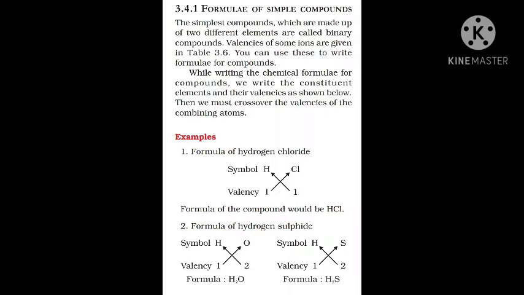Second one, hydrogen sulfide. Hydrogen symbol H, sulfur S. Below the symbol, you write the valency. For hydrogen 1, sulfur 2. Crisscross the valencies, the formula will be H2S.